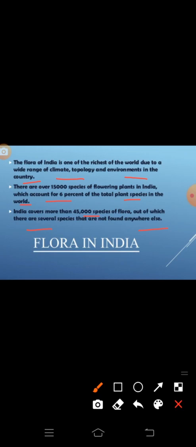The next is fauna. You have nearly 81,000 species of animals that are present in India. 20% of the mammal species is threatened, and you have 79 species of mammals, 44 species of birds, 15 of reptiles, and 3 of amphibians that are again threatened. So this is the basic that we need to understand now.